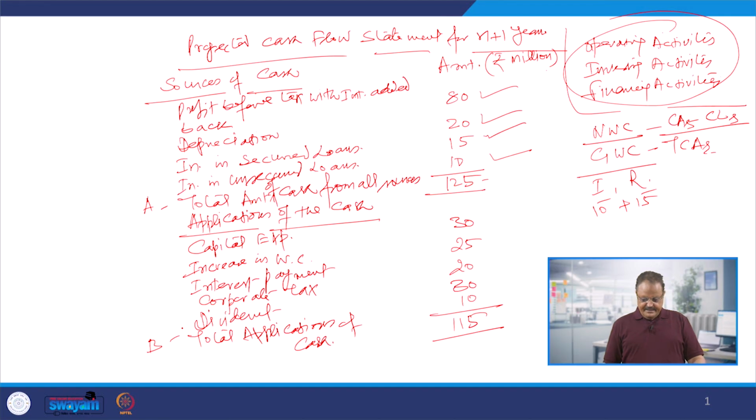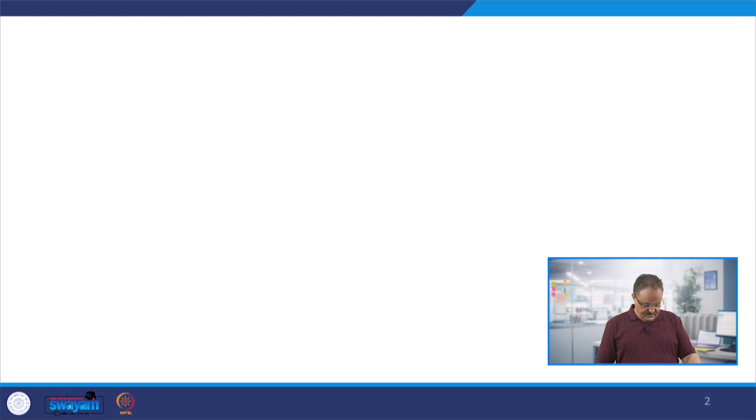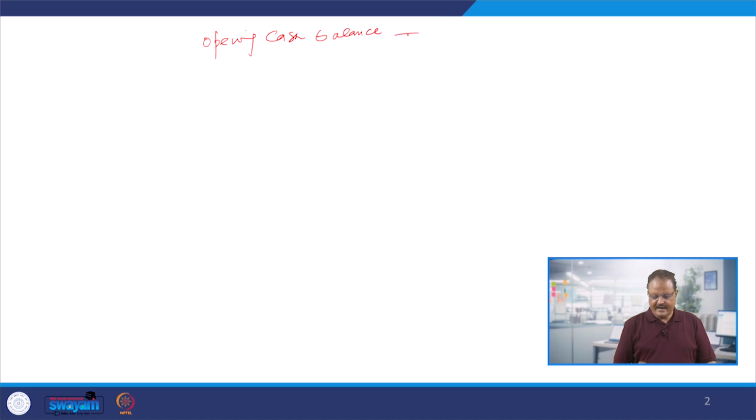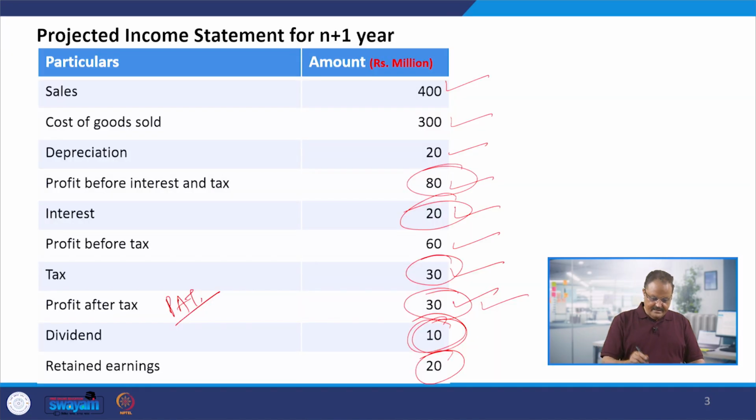So, A and B, and now, continuing with this process, we will have to find the closing cash balance. So, in this case, opening cash balance, we will continue the statement here, opening cash balance. What was the opening cash balance? If you see the balance sheet for the current year N, you are given the opening balance of the cash.